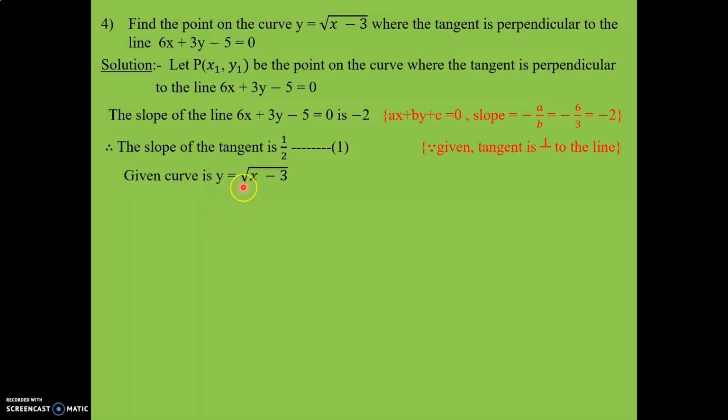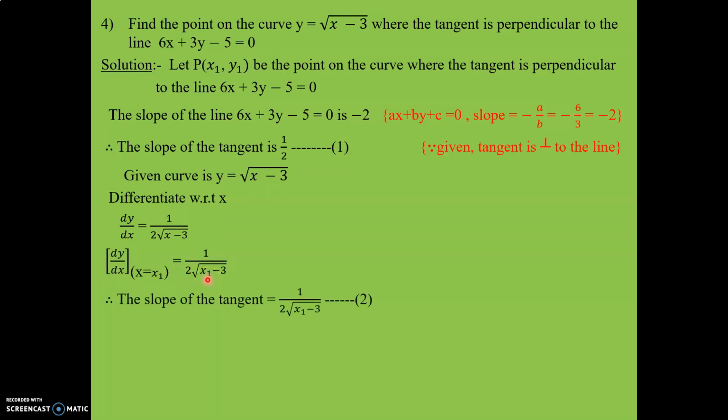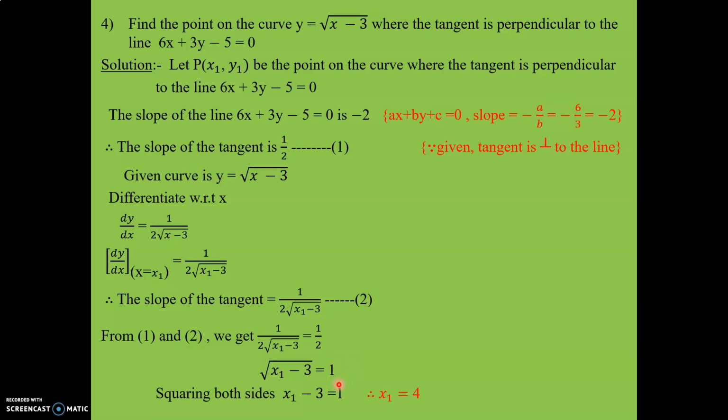So given curve is y is equal to root of x minus 3. Differentiating, we are getting 1 upon 2 root of x minus 3. And at x1 the slope will become 1 upon 2 into root of x1 minus 3. So slope of tangent we found like this also, that is 1 upon 2 into root of x1 minus 3. So slope of tangent we got 1 upon 2, and this also, both are same. So equating both sides, 1 upon 2 cancels. So root of x1 minus 3 is equal to 1. Squaring both sides, x1 minus 3 is equal to 1. Therefore we got x1 is equal to 4.